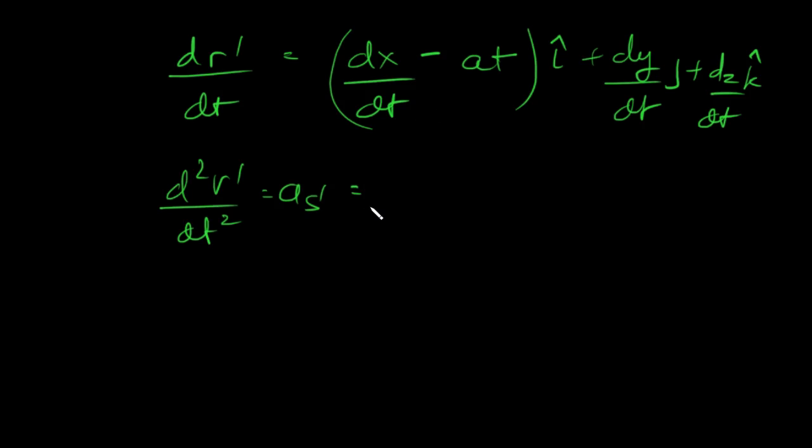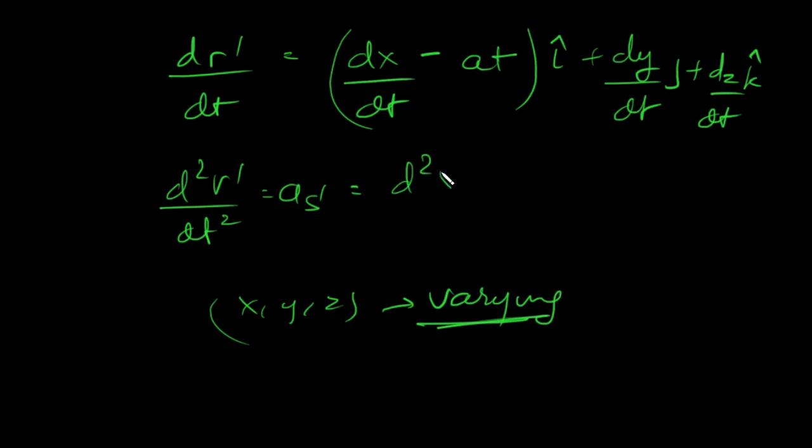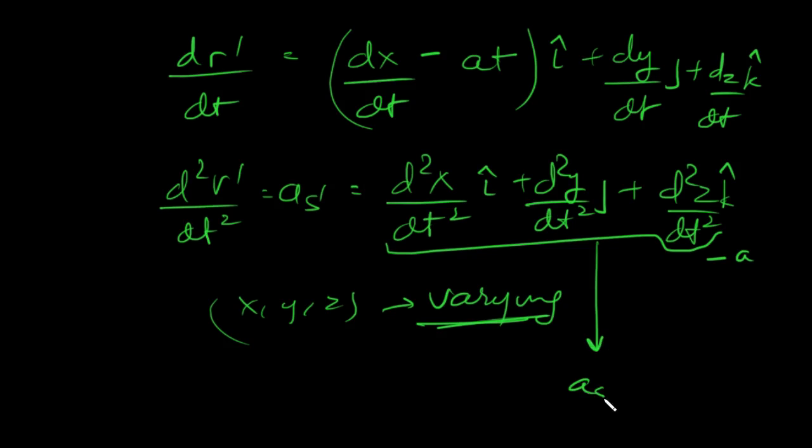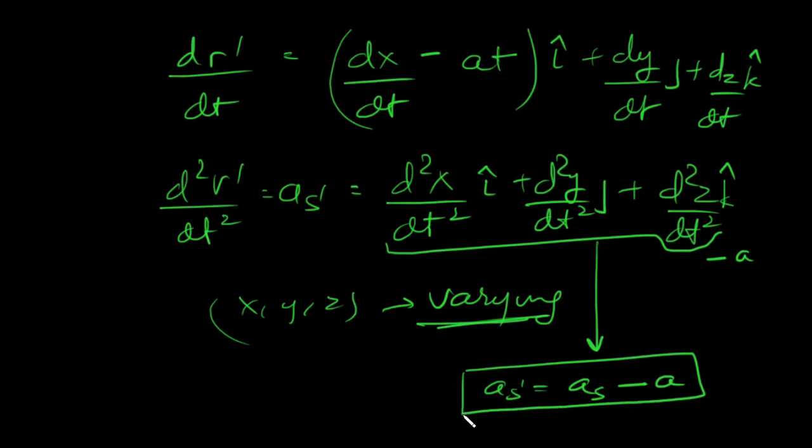Mind it, particle P does not have a constant velocity. It can move because it has variable coordinates. X, Y and Z obviously are varying, they are not constant. And this would be equal to d square x by dt square i plus d square y by dt square j plus d square z by dt square k, minus A. The first part was the acceleration of the particle with respect to the frame S, and this is minus A. Now we can conclude that the acceleration of the particle with respect to S dash is the acceleration of the particle with respect to S minus A.